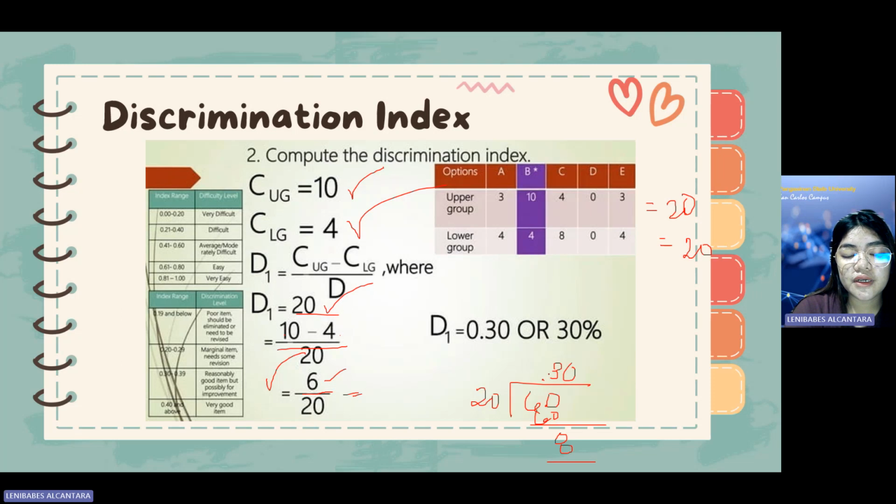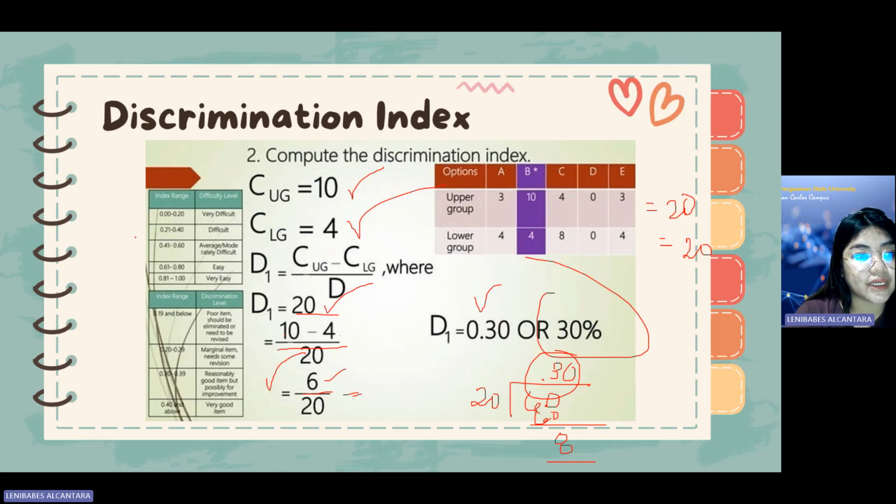You notice here, 0.30 sa decimal. Ngayon, bakit siya naging 30%? Times mo lang yan sa 100 para maging percentage. Okay, so 0.30 times 100, that's 30%. Ang discrimination index natin in decimal is of course 0.30.